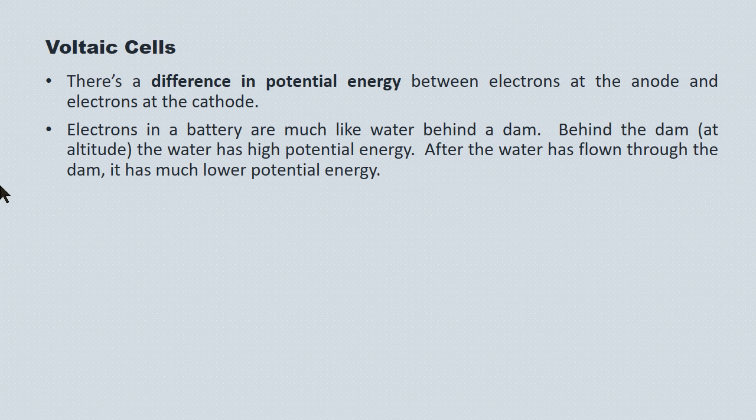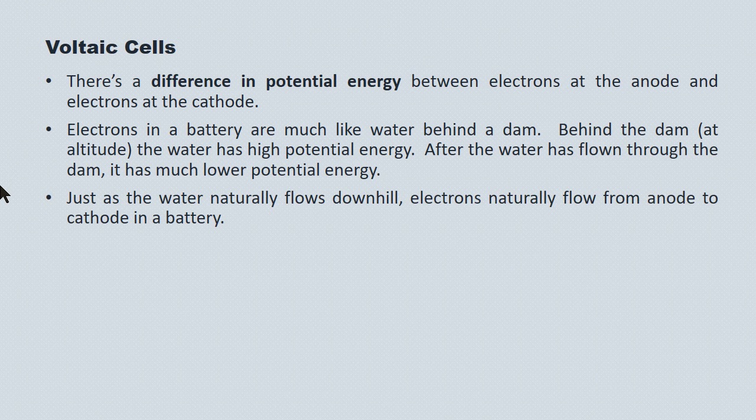Electrons are much like water behind a hydroelectric dam. Well, when behind the dam at altitude, the water is high in potential energy. You open up the gates and the water spontaneously flows down through the dam to a much lower potential energy state. Just as the water spontaneously flows downhill, electrons spontaneously flow from anode to cathode.